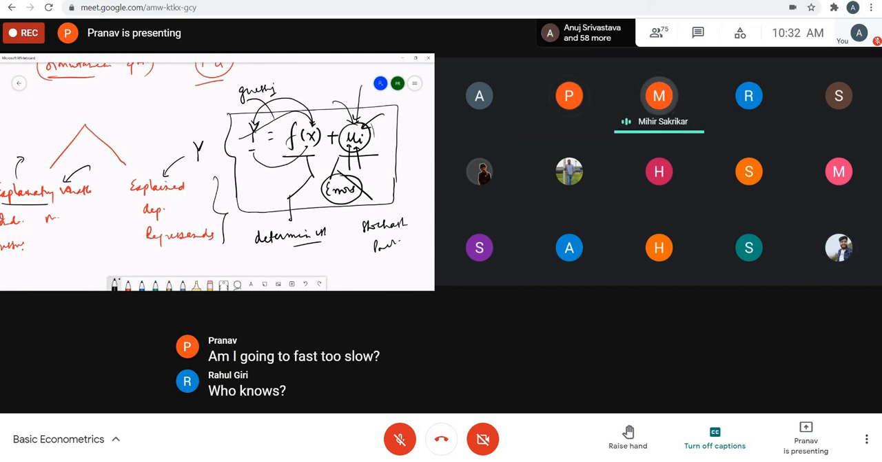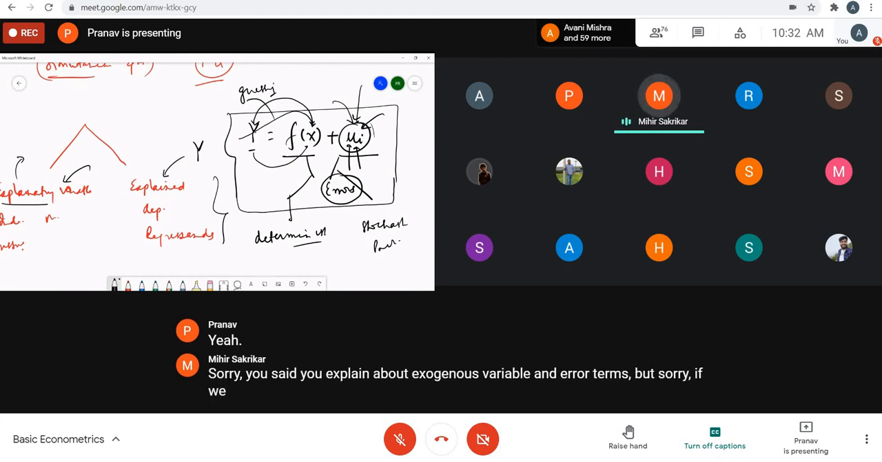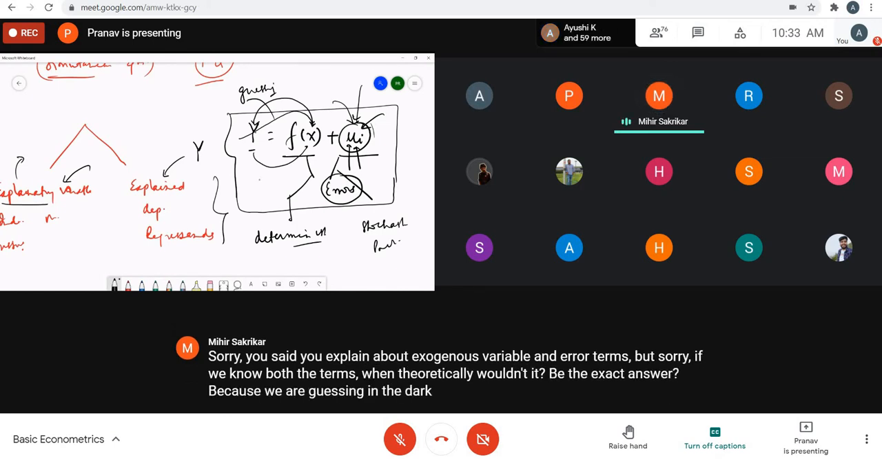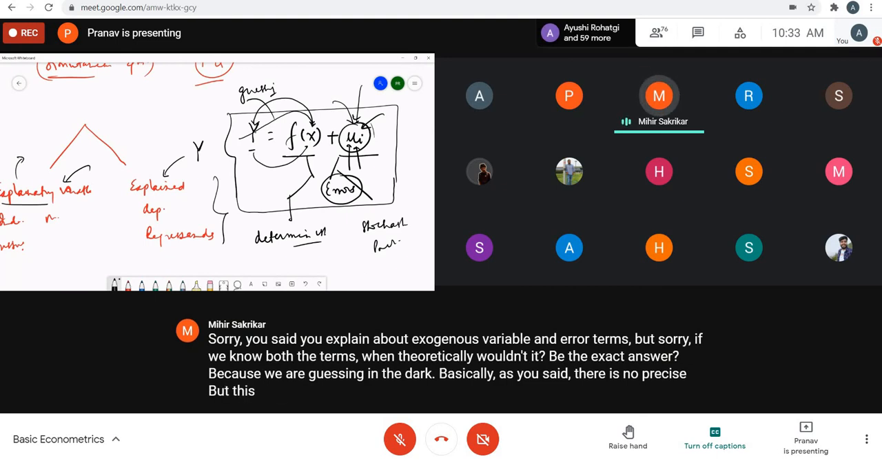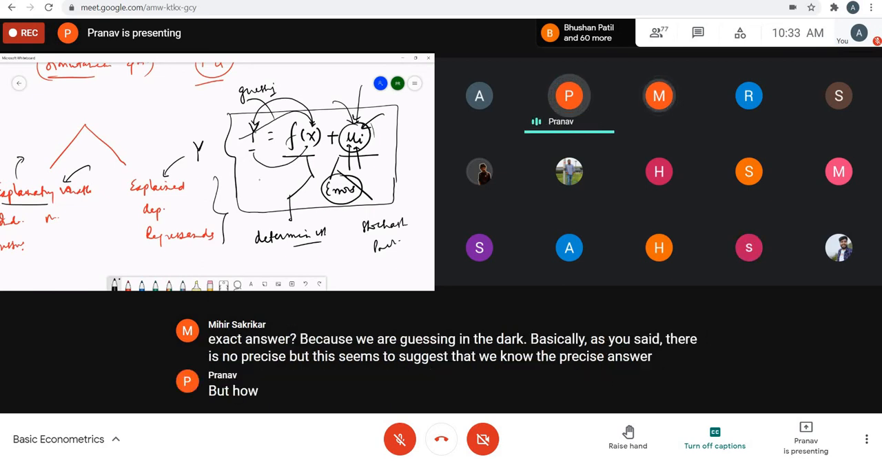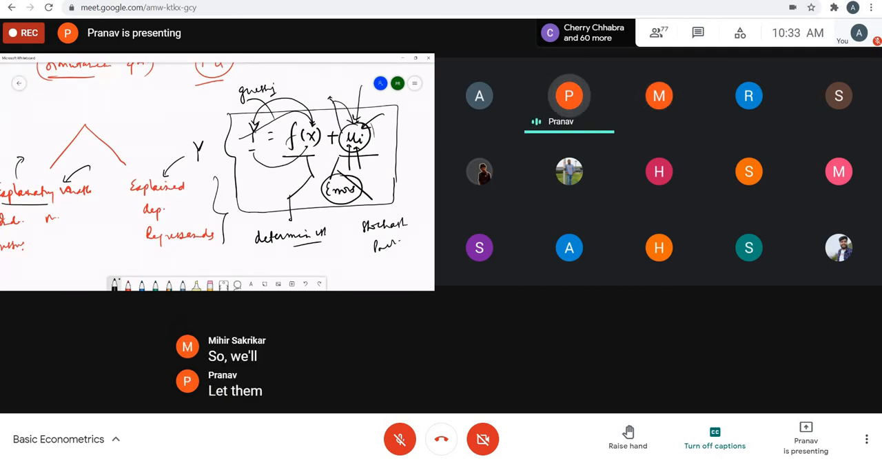Sir, I've got a question. You explained exogenous variable and error terms. But if we know both the terms, wouldn't it be the exact answer? Because we are guessing in the dark, basically. As you said, there is no precise answer, but this seems to suggest that we know the precise answer. But how can you know your error term there? Error term is precisely what is not known.